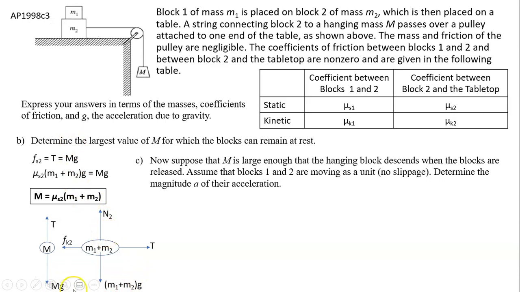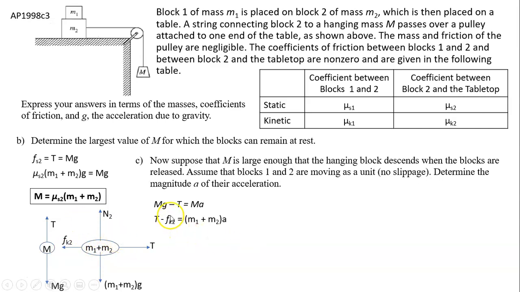Because M1 and M2 are moving as a unit, we are treating the two as one object. On this object, there's gravity force, M1 plus M2 times G. There is N2, the normal force from the table supporting the two blocks. So these two forces are the same. There is also tension force to the right and friction from the table to M2 to the left. This friction is kinetic friction because the blocks are moving. So the net force of this system gives you M times A.